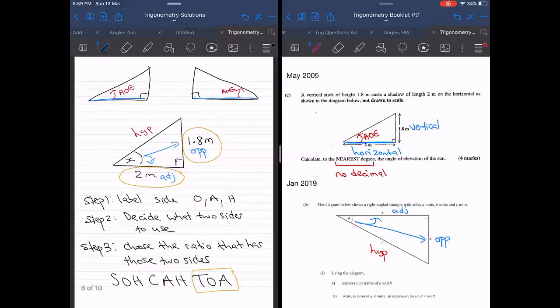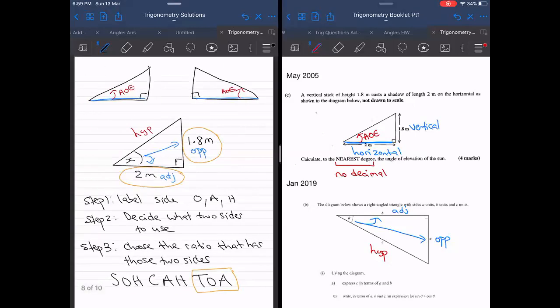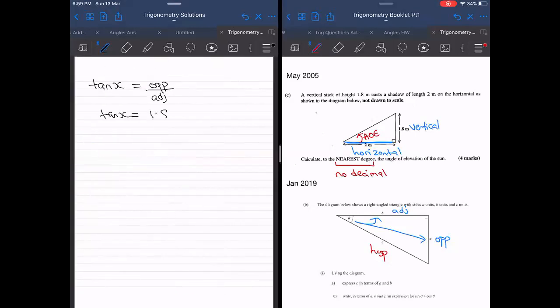All right, so in this case, we're going to say that tan x, since tan of the angle is what? The opposite over the adjacent. So tan x, what's the opposite? The opposite is 1.8 and the adjacent is 2.